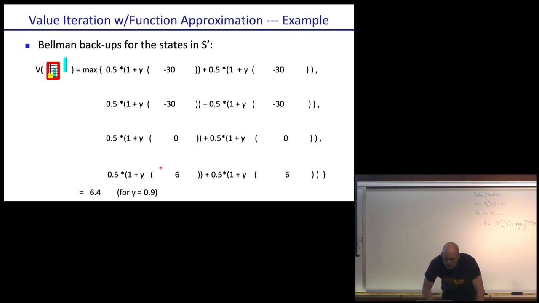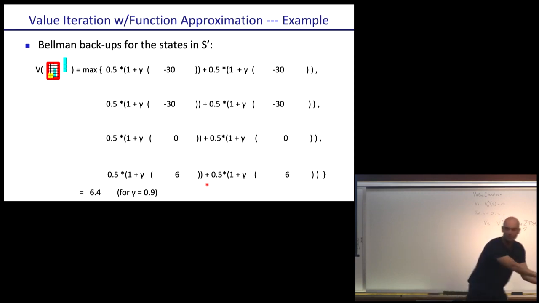OK, then we can compute it. We get some values for those next states. It turns out that the initialization I chose does make this better move look better. So I picked some reasonable initialization, putting negative weights on features that we want to be low and positive weight on features we like to be high. And we get a value of 6.4 calculated here.